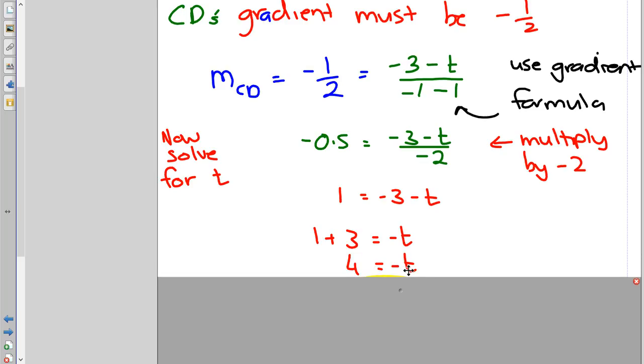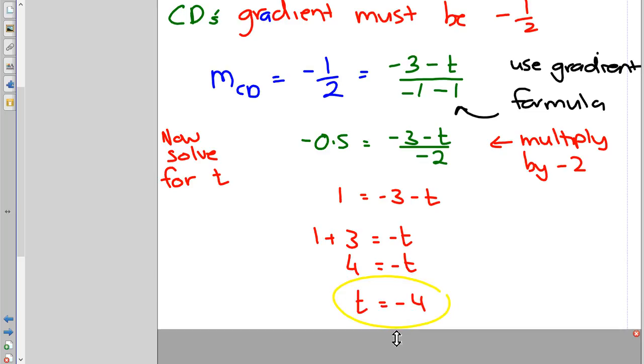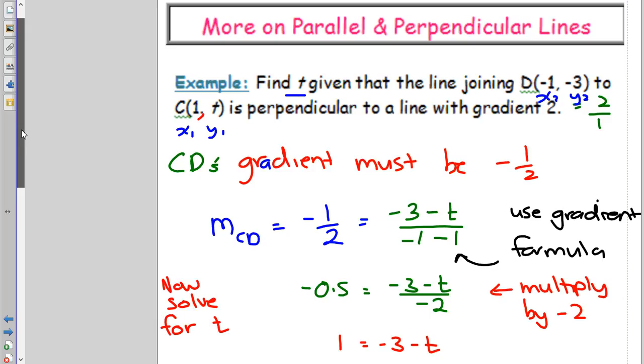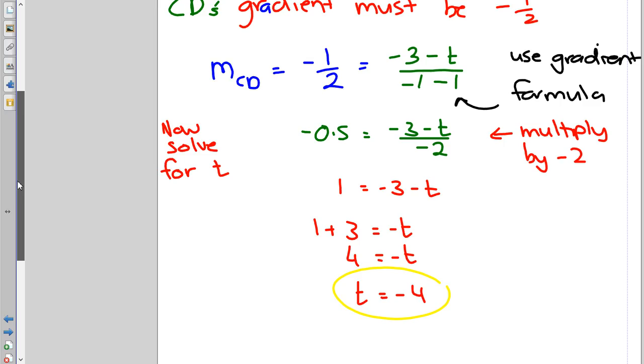So what do you do now to solve for t? You just divide both sides by negative 1, or multiply them by negative 1, same thing. Divide both sides by negative 1. You would get negative 4. So that's the answer to this one. So we've ended up finding that t is negative 4. Always go back and see, have we got our final answer? Yep, they just want us to find t. That's all they wanted us to do. So we've solved for t.